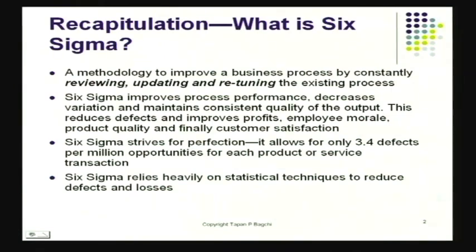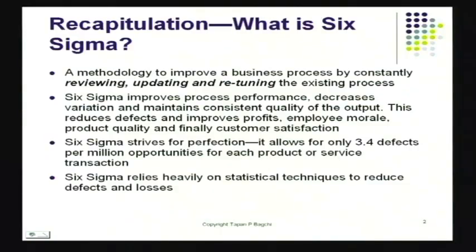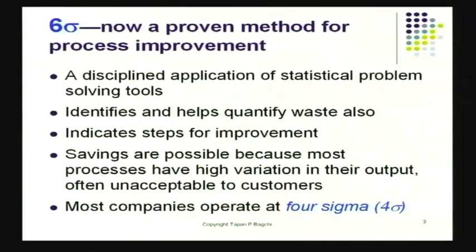Six Sigma actually strives for perfection. It allows only 3 or 4 defects per million opportunities where you could make a mistake, where you could make an error. It tries to minimize that. It tries to bring it down to the level of 3 or 4 parts per million opportunities. And of course, to be able to do that, it relies very heavily on statistical methods, in particular, design of experiment. That's something it cannot really do without.